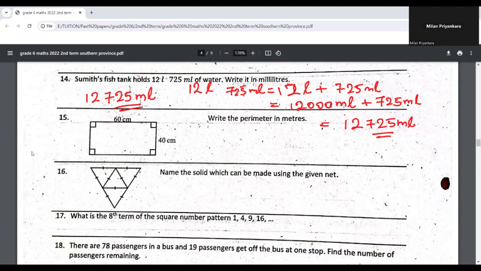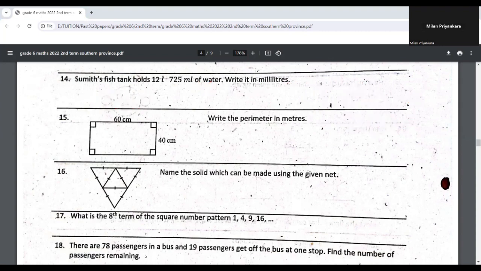Okay. And then the 15th one, write the perimeter in meters. In these perimeters, you can first find the perimeter in centimeters, and then you can convert that into meters. This is 40 and this is also 60. So you can add all these lengths to find the perimeter. So it is going to be 60 plus 60 plus 40 plus 40, which is equal to 200 centimeters.